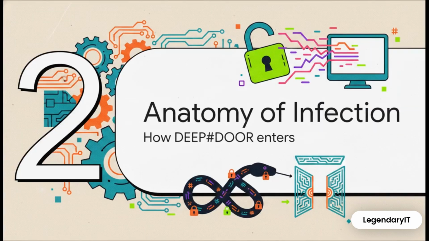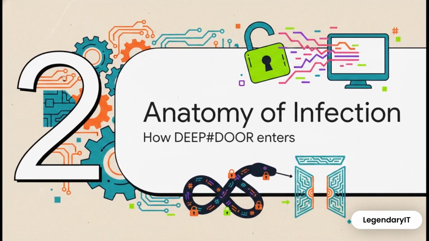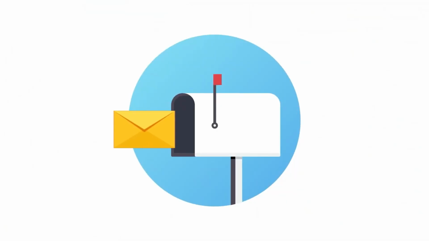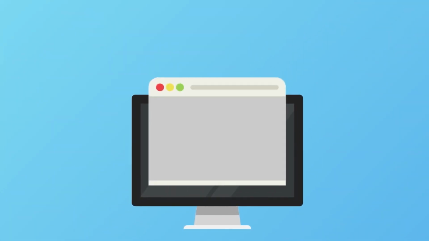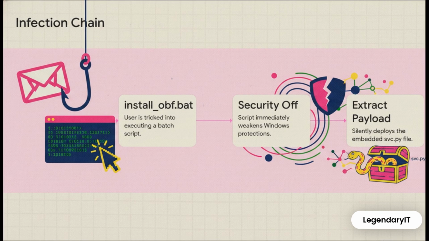Right, so on to Section 2, Anatomy of the Infection. Let's walk through how a framework like this actually gets onto a machine. The infection chain here is incredibly strategic. Step 1, it almost always starts with a phishing delivery, like a deceptive email attachment. Step 2, the user gets tricked into executing a batch script called install-obf.pat. Step 3, that script immediately goes to work disabling your Windows security controls. And finally, Step 4, it extracts a hidden Python payload named svc.py.